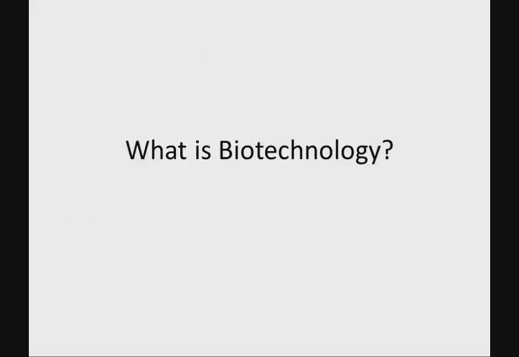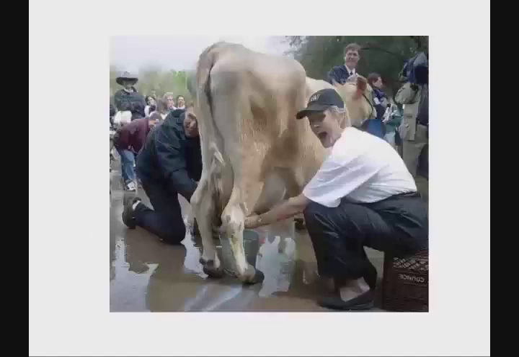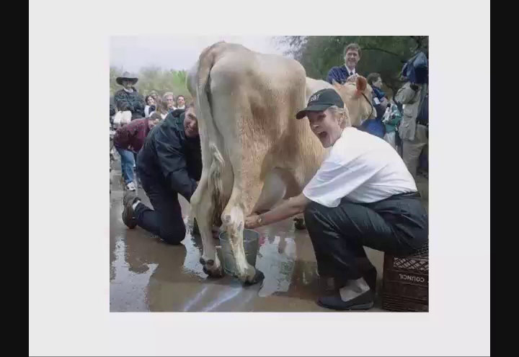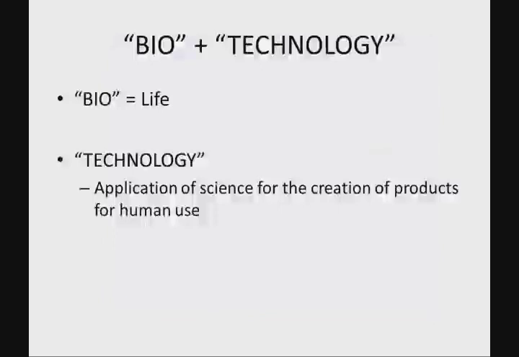So if we talk about biotechnology in a very general sense, we can use the definition: the use of living organisms to solve problems and make useful products, right? And this definition is very broad and goes back about 13,000 years. Basically, when we first started doing agriculture and herding animals, we were using living organisms to solve problems and make useful products. Those products might be cheese or bread or beer or wine, right? So biotechnology, bio-life, technology, the application of science for the creation of products for human use, this is a very, very old concept.